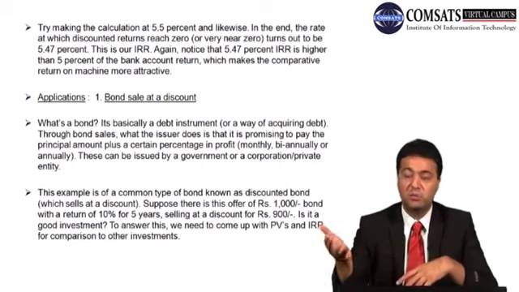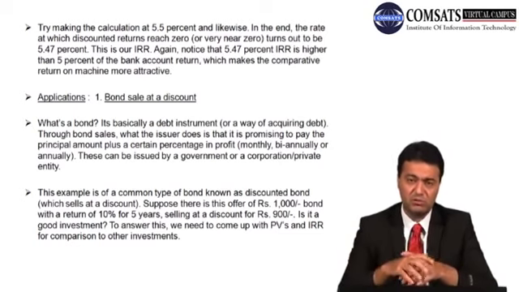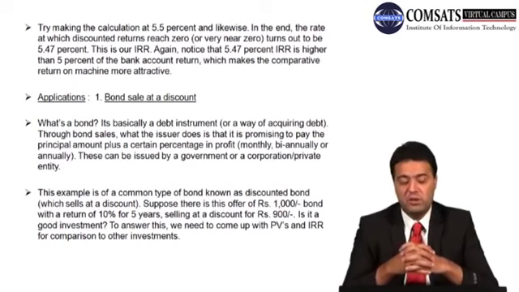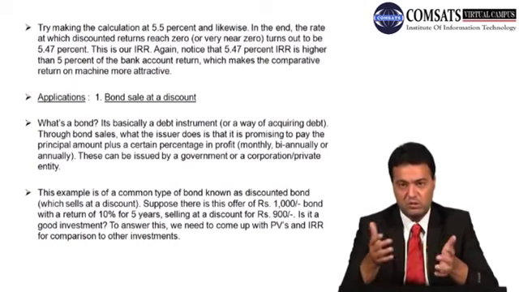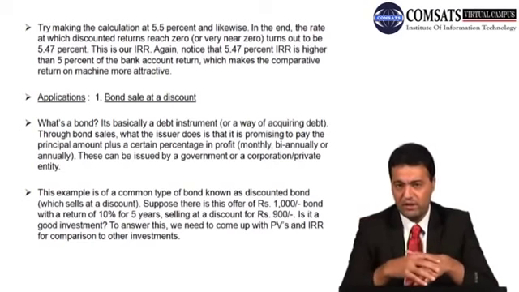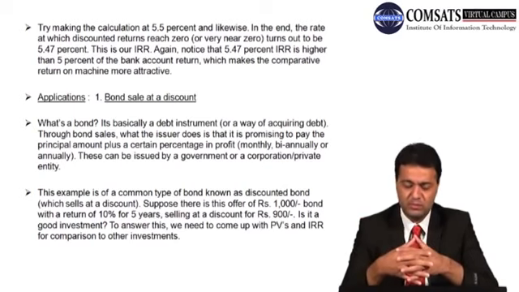So the only difference being that it was a bank, could be a private bank, a government bank, but bonds are usually, and in these parts of the world, bonds are usually issued by the government. Let us go to the example. This example is of a common type of bond known as a discounted bond, which sells at a discount. Let me clarify it a bit. Let me be as simple as possible.